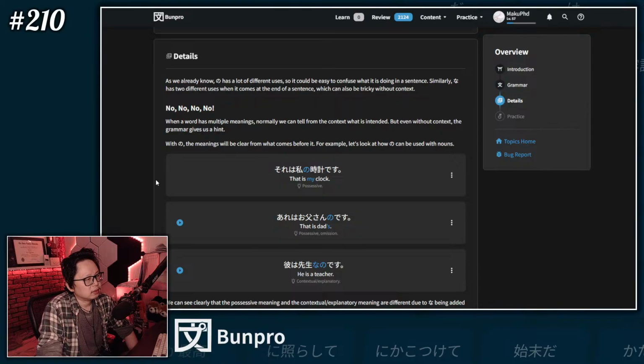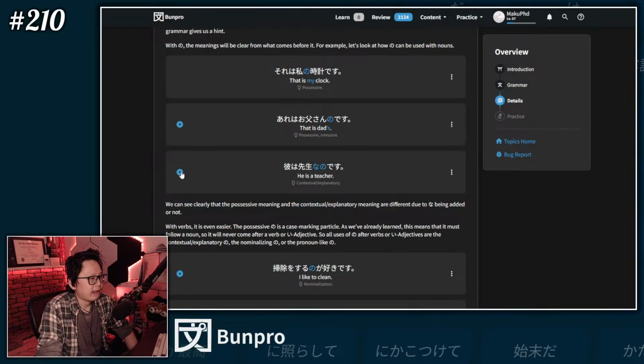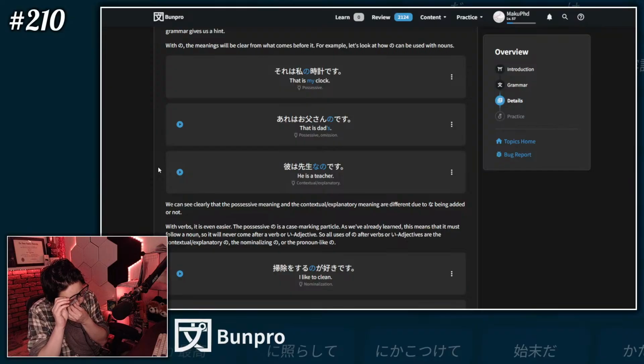Right, so this would mean it would be preceded by, I suppose, a noun and following a noun. This would also be preceded by a noun, so that's possessive. In this case, the omission is the noun omission after. Yeah, and then this is the contextual explainer, right? Which was the one that I was thinking of as I was listening yesterday.